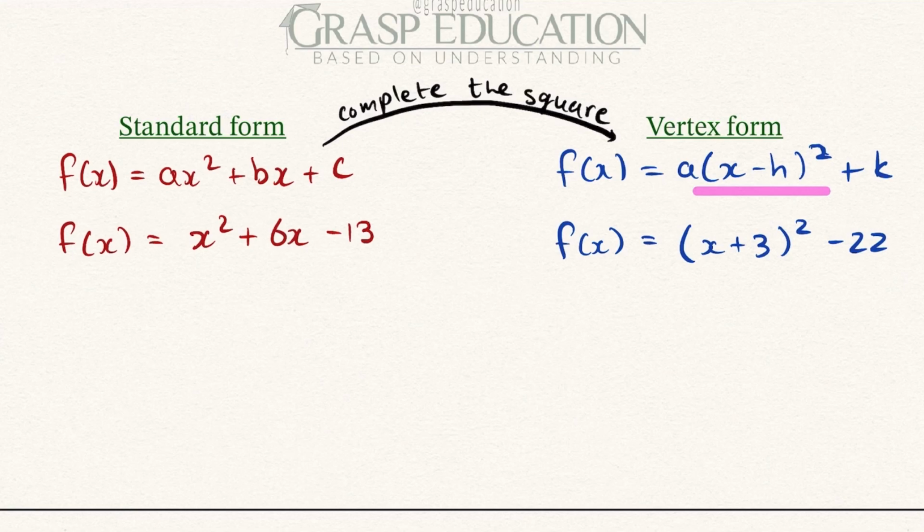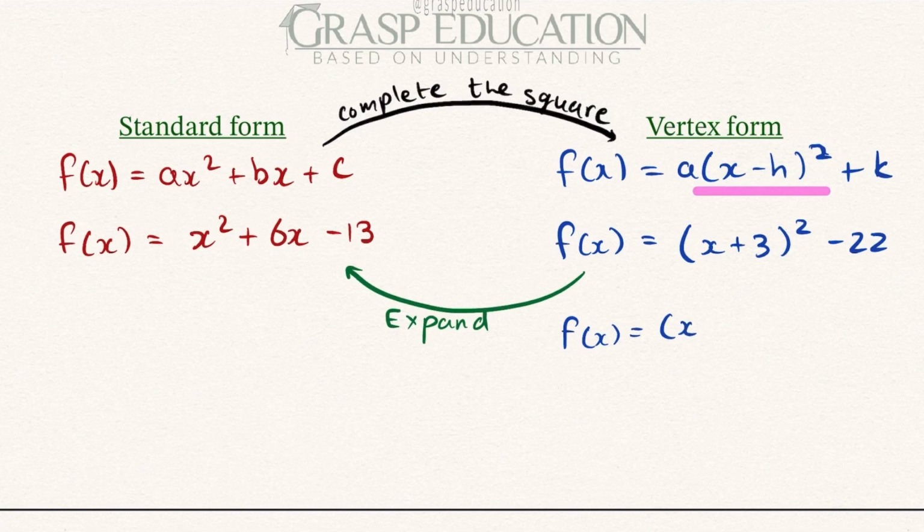Let's now go back from vertex form to standard form. How would we do that? Well, again, we would have to expand. By expanding what we have on the right, we should get what we have on the left. So let's try expand that. F of x equals x plus 3 squared minus 22. Again, we expand by multiplying the first terms together and the first and the last term, everything in the first bracket multiplied by everything in the second bracket.